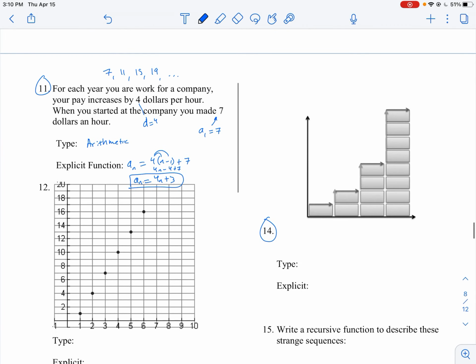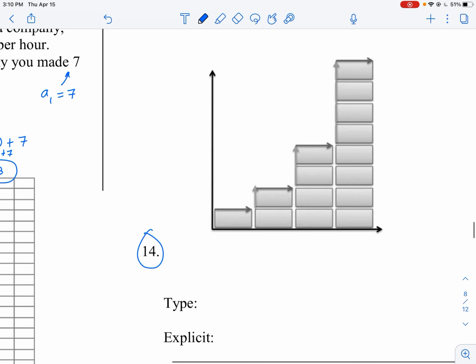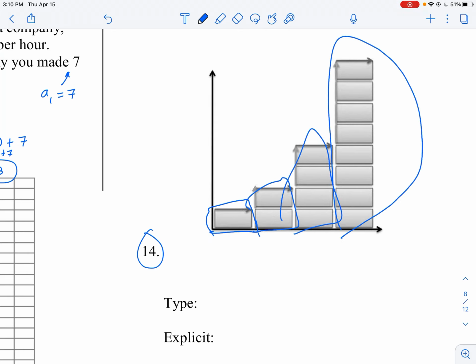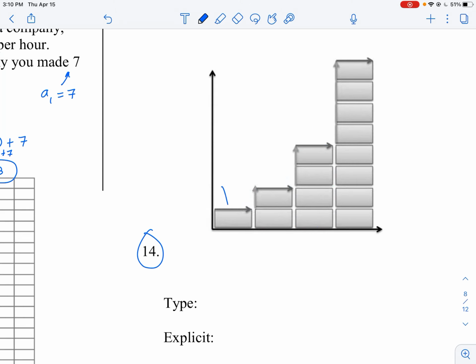Let's try out another one. Let's jump to 14. This is a graph. It's a little bit of a different graph too, but it starts by going up 1, then 2, then 4, and then 8. So I'm going to write that out. 1, 2, 4, 8. And that makes my sequence. 1, 2, 4, 8. That looks like it is multiplying by 2. And so that makes this geometric, because geometric means multiplying by the same number each time.